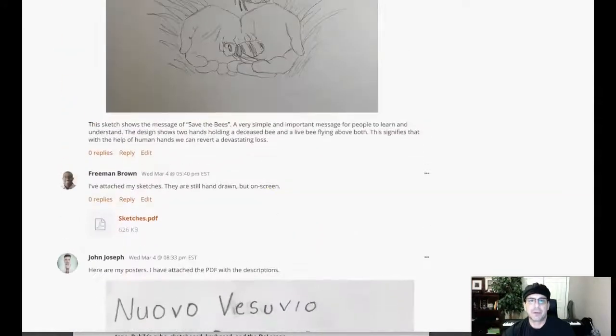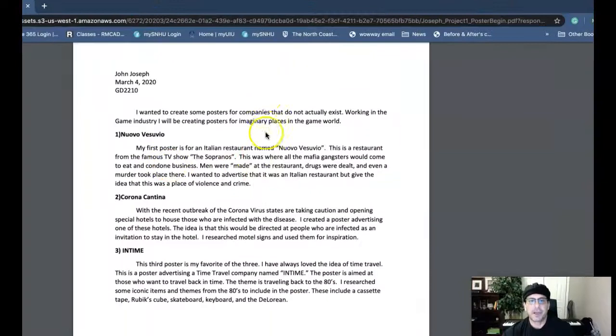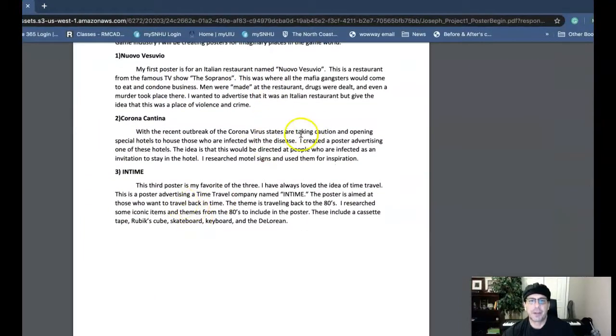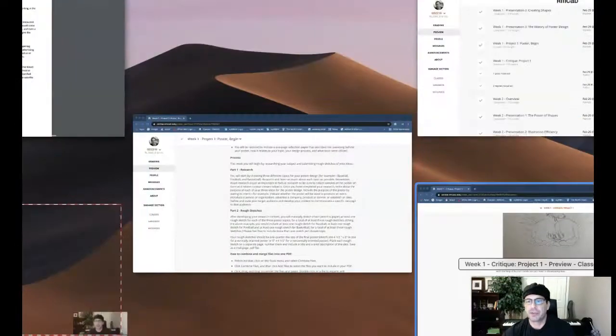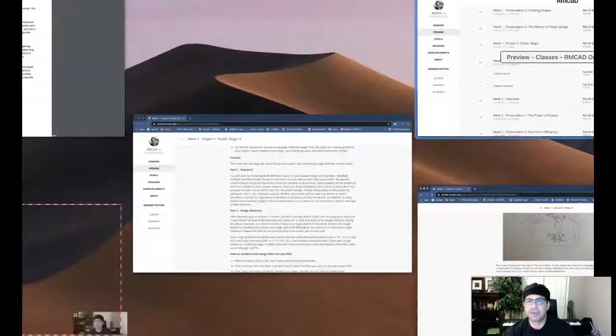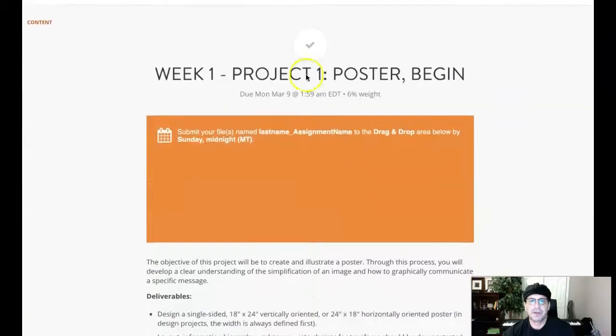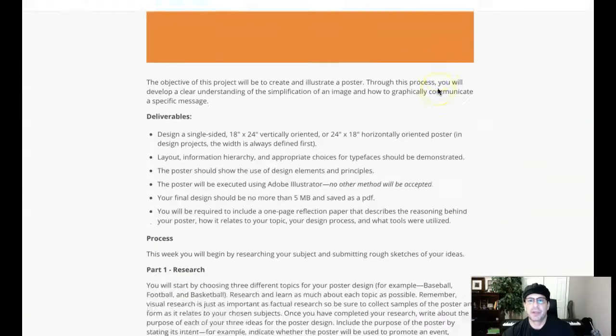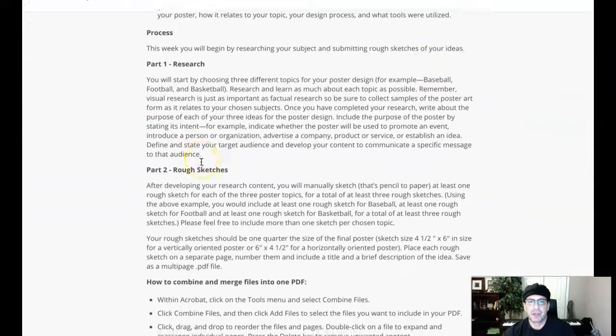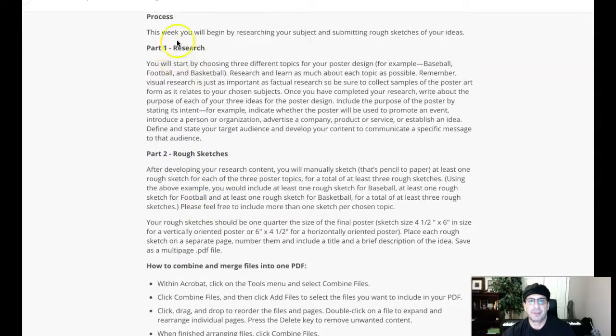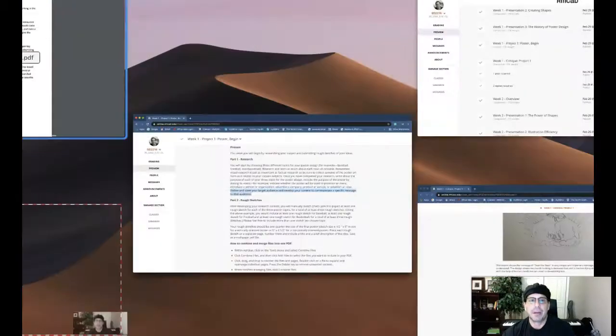Okay, let's go ahead and see what we got here. So your descriptions are fantastic. Great job. The only thing I don't see in your descriptions is your target audience. So if we jump over to, and I'm sorry to keep bouncing around like this, the assignment page, week one, project one, poster, right here on the process, the end of the sentence of that paragraph is: define and state your target audience. And I don't see that here.